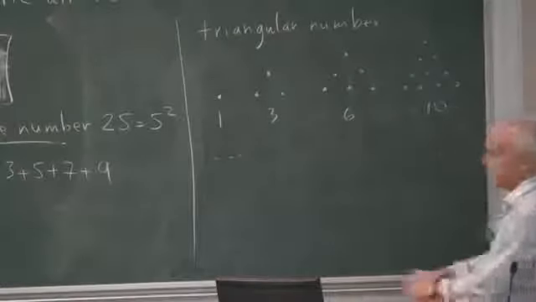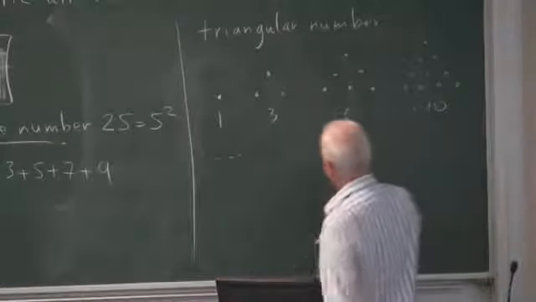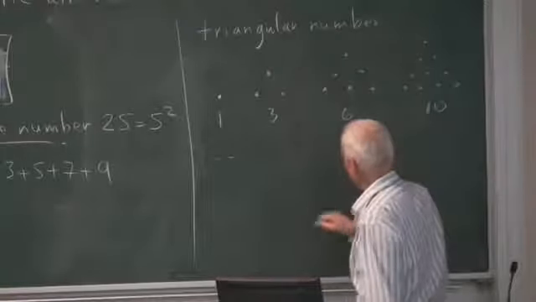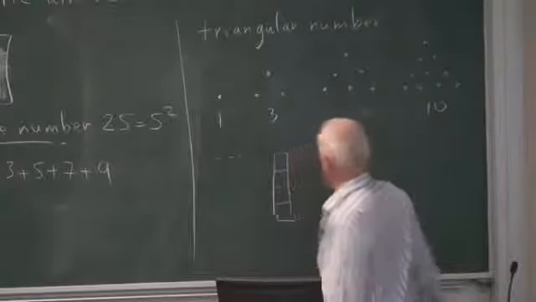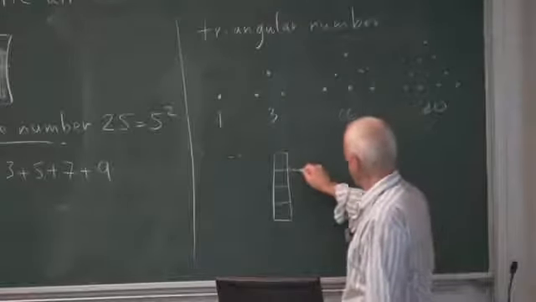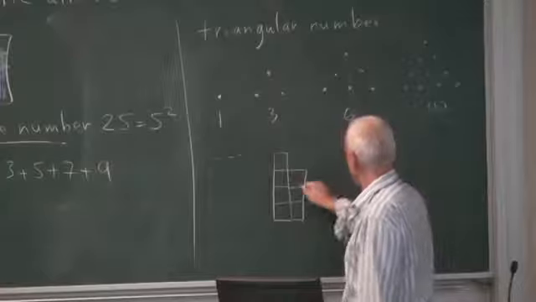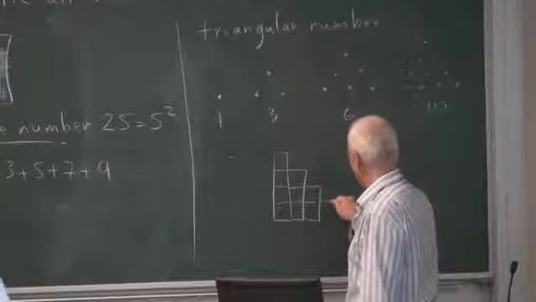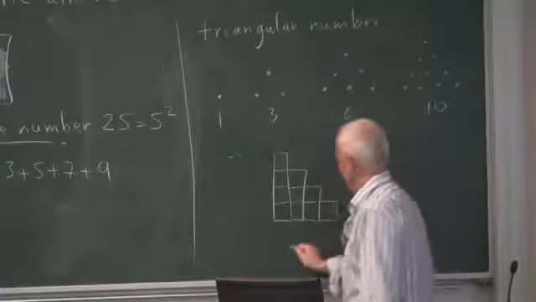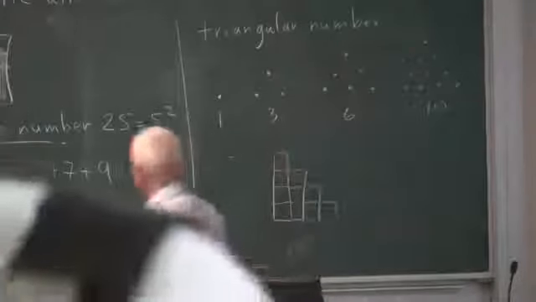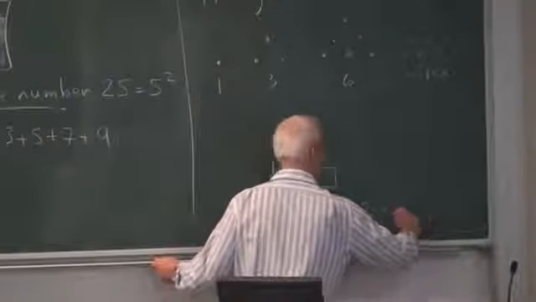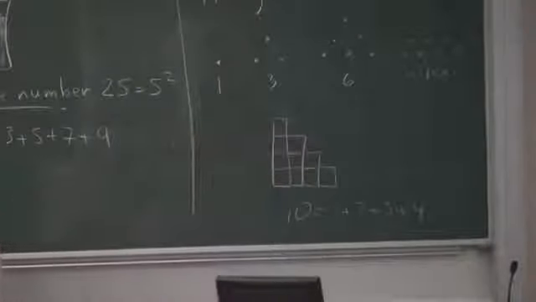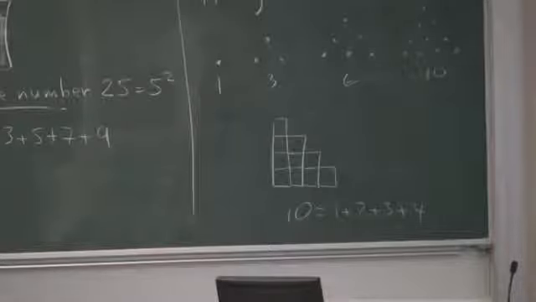They also have another way of thinking about them: if we put them on the side, we can look at something like 10 and think of it as a 4 plus a 3 plus a 2 plus a 1. So there's another version of the triangular number 10, which makes it obvious that it's equal to 1 plus 2 plus 3 plus 4. So the triangular numbers are the numbers which you get by summing up the first n numbers.